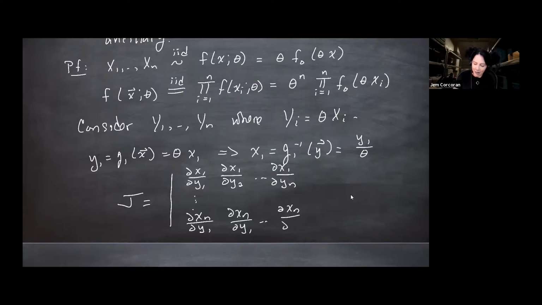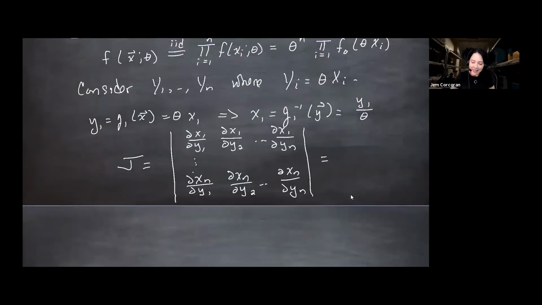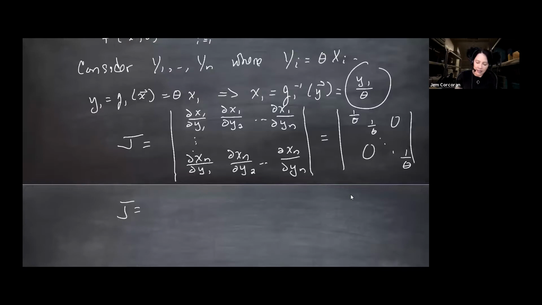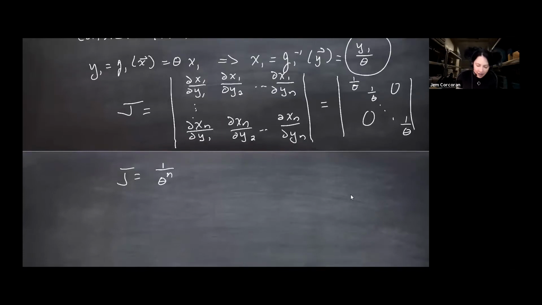Oh, I'm missing a y2, or I have that wrong. Okay, so we're taking these derivatives, and so we get 1 over theta all the way down the diagonal, and zeros everywhere else. And so the Jacobian is 1 over theta all to the nth power, or 1 over theta to the n. Okay, so let's find our PDF for the y's. I'm going to take the PDF for the x's and plug in the inverse functions and multiply by the absolute value of the Jacobian.